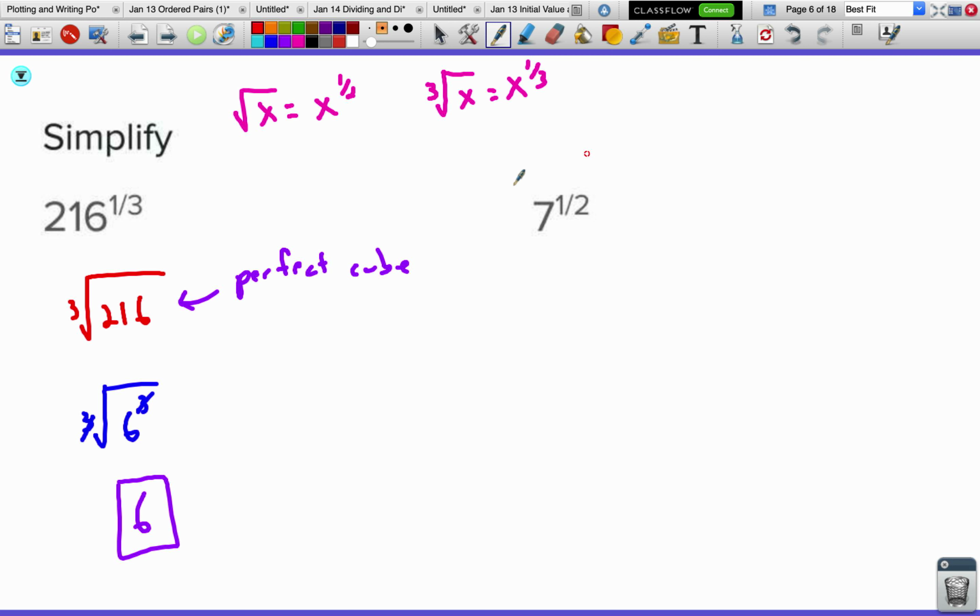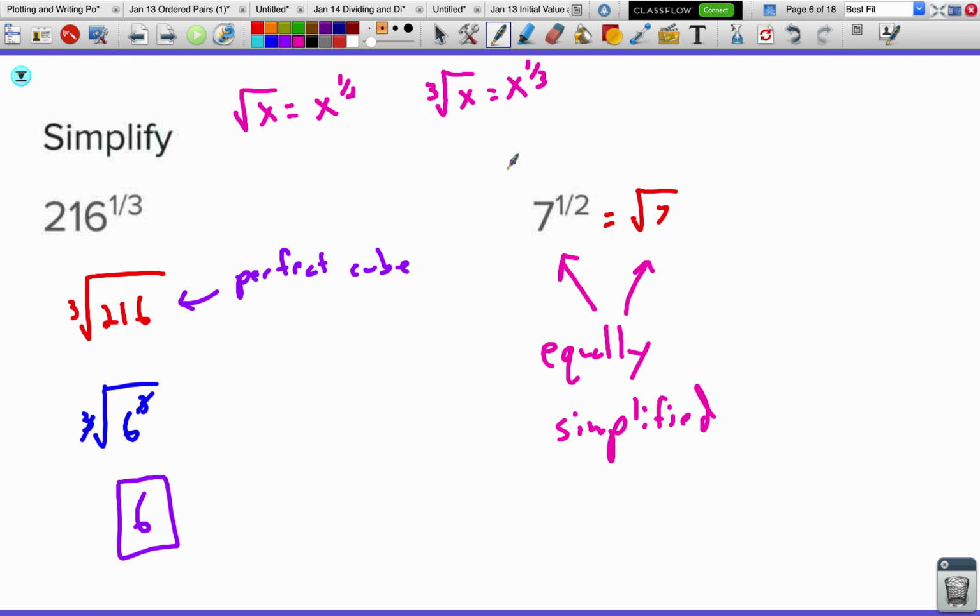All right, now what about something like 7 to the 1/2? Well, this could be rewritten as the square root of 7, but I want to make this very clear that neither of these is considered to be more simplified. These are equally simplified.